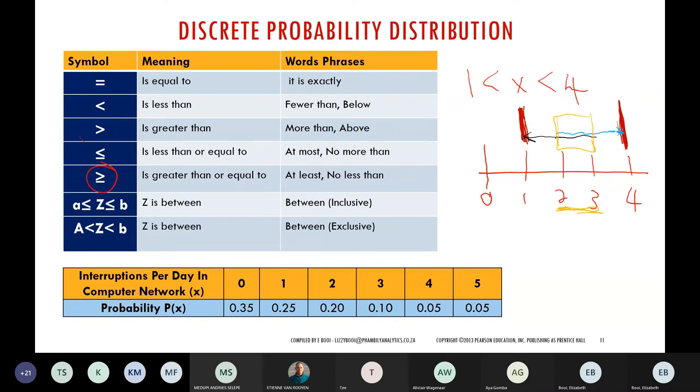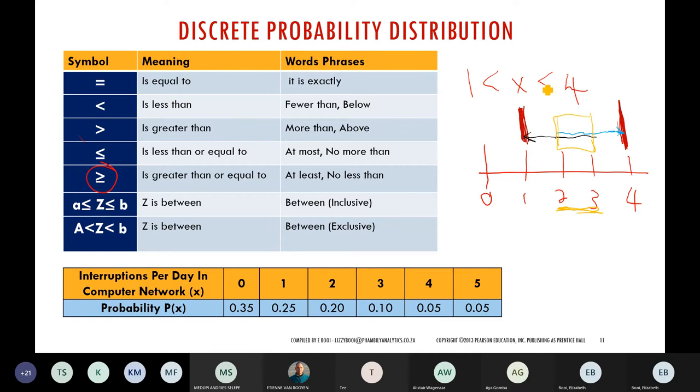sometimes with the between as well, if they give it to you in a symbol, because it's very difficult to put it in words as well, because they will have to say Z lies between A and B and it's inclusive of A or something like that, so that you know which one to put the sign of equality and where you don't put the sign of equality.